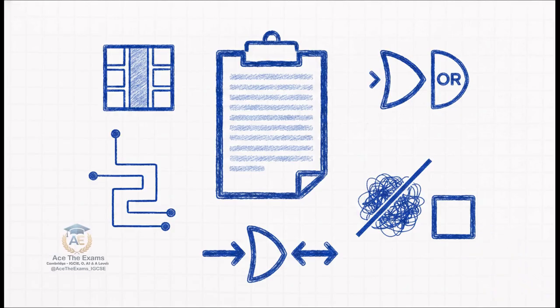Number 2, use the exact standard syllabus gate symbols. Absolutely no inventing shapes. A D shape is AND, a curved shield is OR. Stick to the script. Number 3, draw your connecting lines with care. Use right angles whenever you can. Never let lines cross in a way that creates ambiguity.